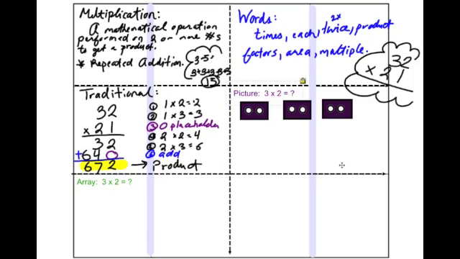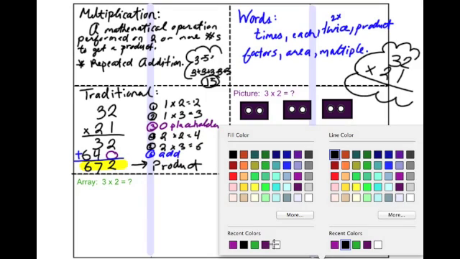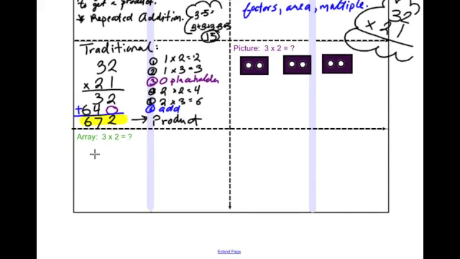So again, picture methods are not very useful when you have a large problem like 32 times 21 because you would be drawing 32 boxes with 21 small units in each box, and that could take quite a long time, right? The other method that's much better for smaller digit numbers is the array method.